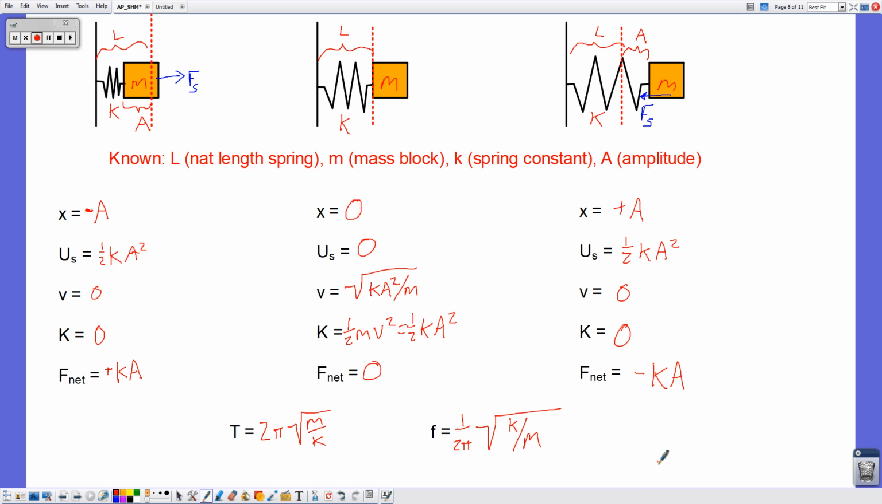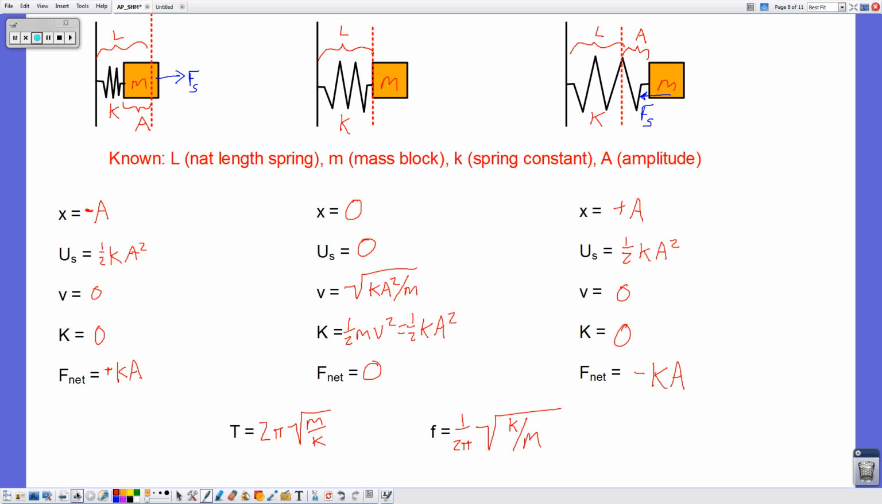All right, so there we go. Energy and speed analysis of a horizontal spring oscillator is now done, showing us how the force, potential energy, kinetic energy, speed, and displacement all depend on A. Notice we didn't use natural length here at all.